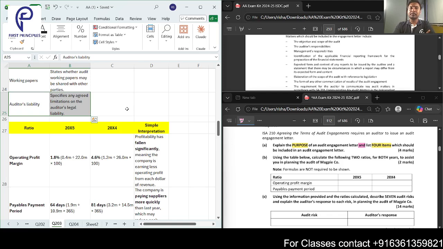And before that, we have working papers. Working papers basically state whether the audit working papers may be shared with other parties, whether the working papers ultimately belong to the auditors, and can they be shared or cannot be shared. That will be written over here. Okay, so that is about this. Let's go through this one, Nivan. Last 2 points here.